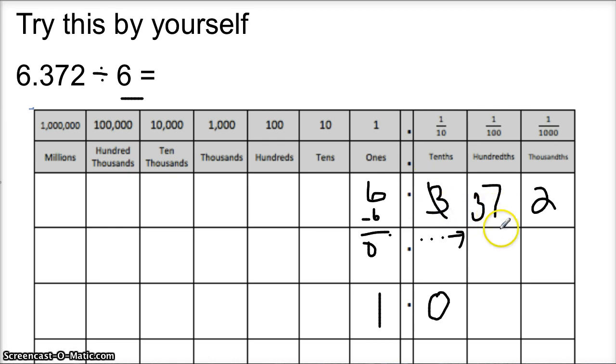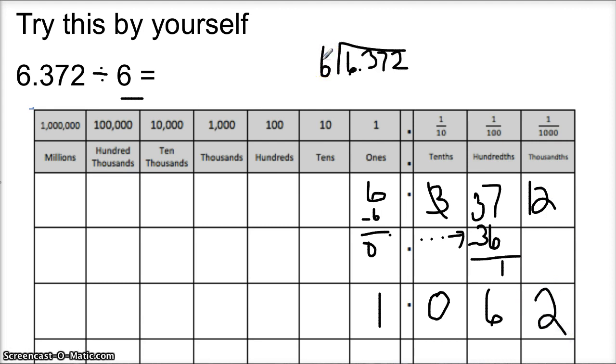So how many times can 37 be divided by 6? And that is 6 times. 6 times 6 equals 36. So when I subtract, I'm left with 1. And that 1 is going to be carried right over to the thousands. So 12 divided by 6 equals 2.